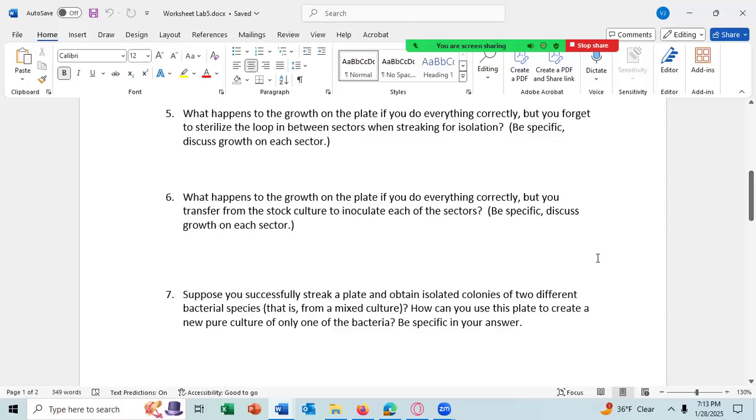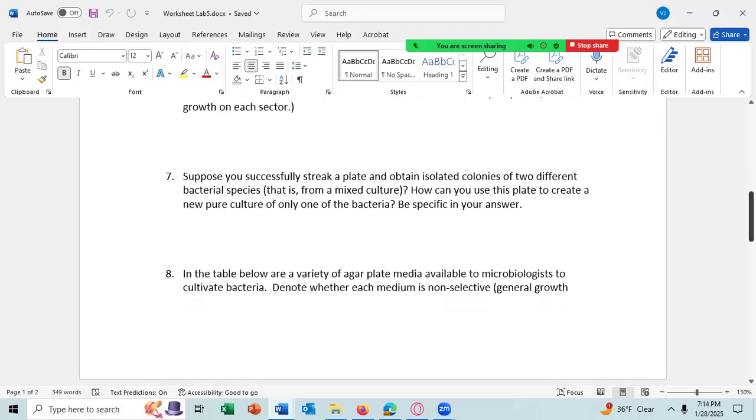6, what happens to the growth on the plate if you do everything correctly, but you transfer from stock culture to inoculate each of these sectors? Be specific, discussing the growth you see in each sector. Normally, when you're streaking out a plate, you only take cells from the stock culture to set up sector 1. Well, in this question, what happens if you set up each sector from cells in the stock culture?